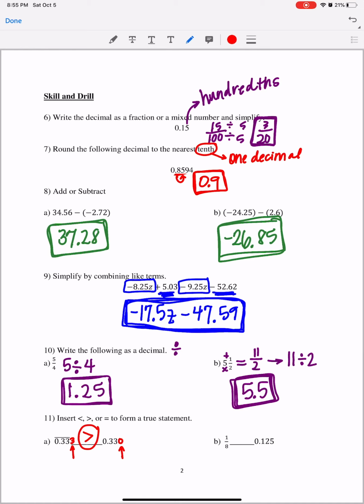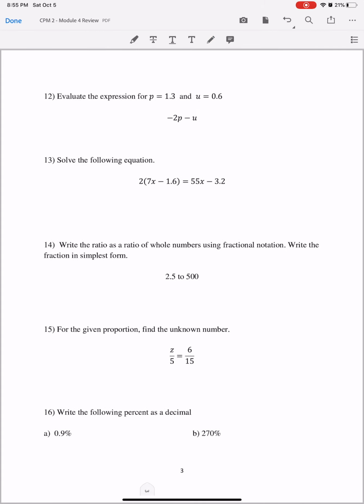On B, when you have a fraction, convert that to a decimal first. So 1 divided by 8 gets me a 0.125, because that's the same as this one here. Now we'll have an equal sign in the middle. Okay, next page.